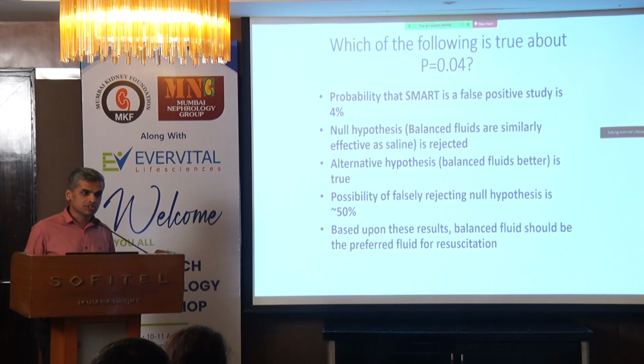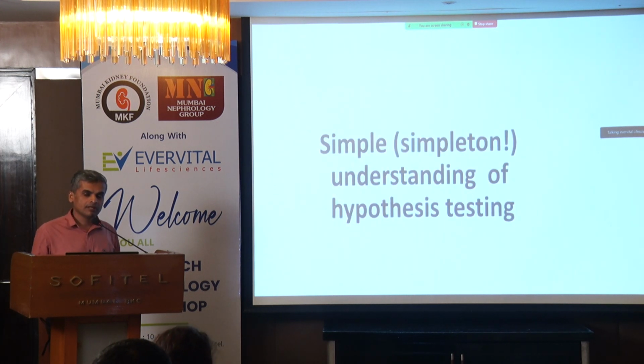So which of the following is true about this p-value of 0.04? The probability that SMART is a false positive study is 4%; or the null hypothesis is rejected; or the alternative hypothesis that balanced fluids are better is true; or the possibility of falsely rejecting the null hypothesis is 50%; or, based upon these results, we should be using more balanced fluids. We will come back to this question after some time.